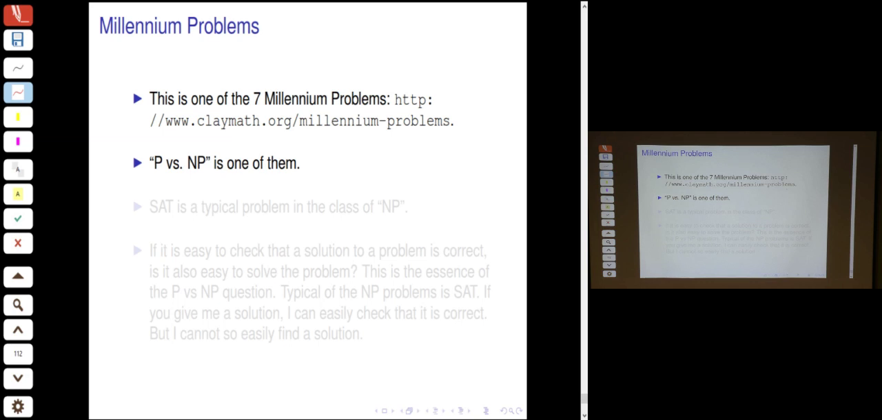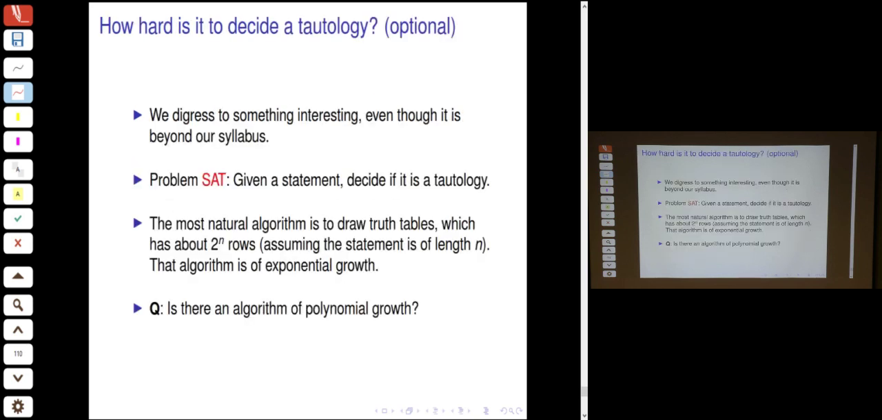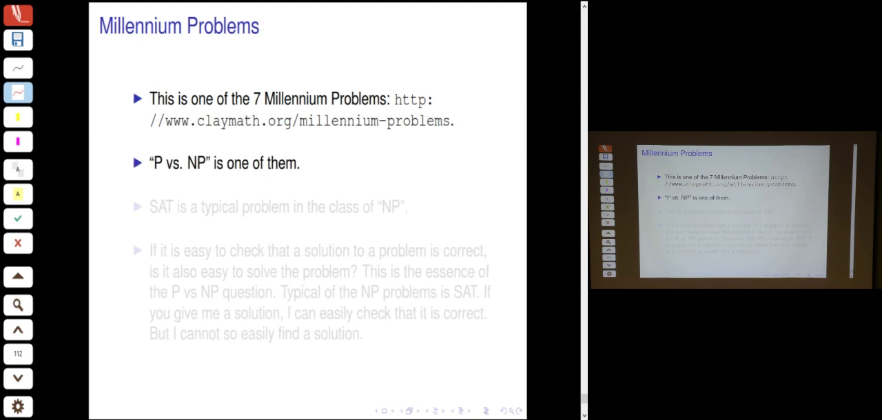But anyway, one way to phrase this P versus NP is this statement: is there an algorithm of polynomial growth which determines the SAT problem? That's the question. So SAT is a typical problem in NP. So the question asked is, is P equal NP?